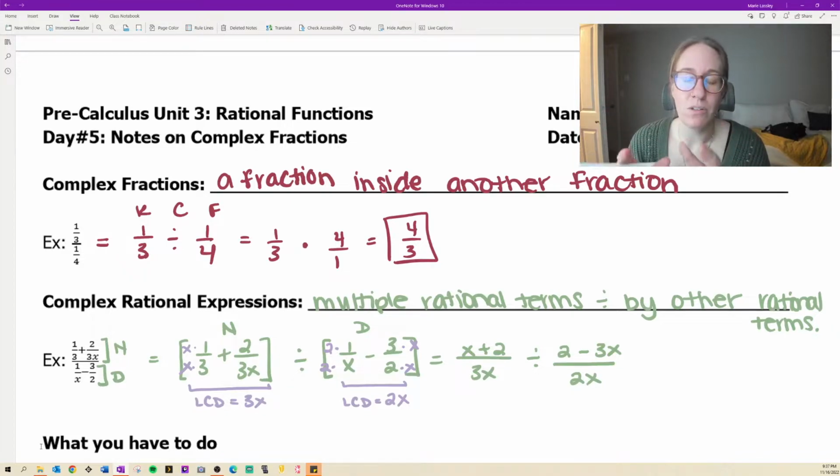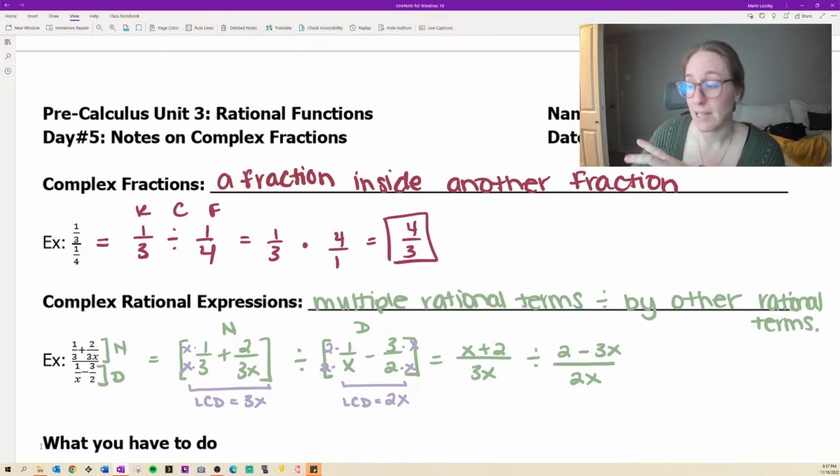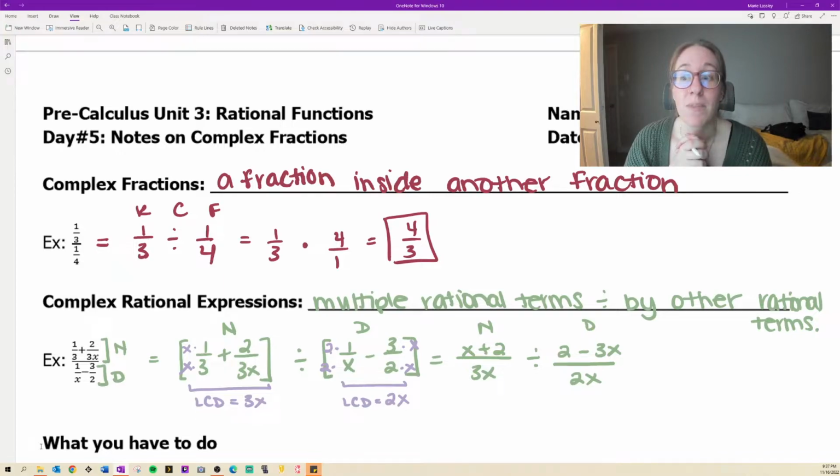All right, so now you've noticed that I have one full piece in my numerator and one full piece in my denominator. Remember, this is the numerator piece, this is the denominator piece. Now that I have them combined into one piece, I can now do the keep, change, flip thing.